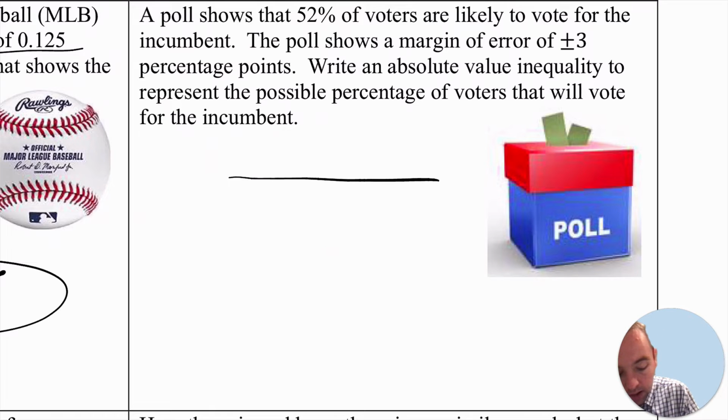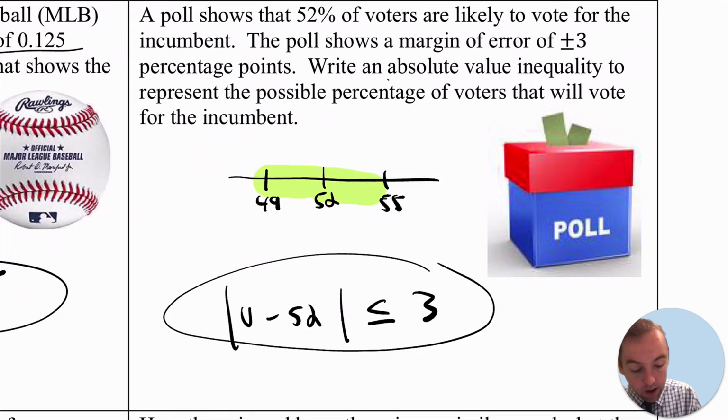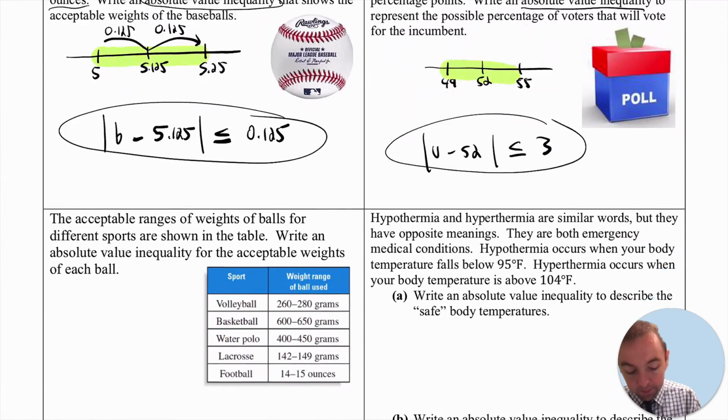So it's just saying, okay, 52%, but it could actually be 55 or it could actually be 49 because of plus or minus 3. And so if we say v is the percentage of voters, just subtract the middle of 52, and then it has to be anywhere in between, so less than or equal to, and then your tolerance is 3, because it could be plus or minus 3 on either side, and then you're done right there. That models it with an absolute value inequality like it was specifying.